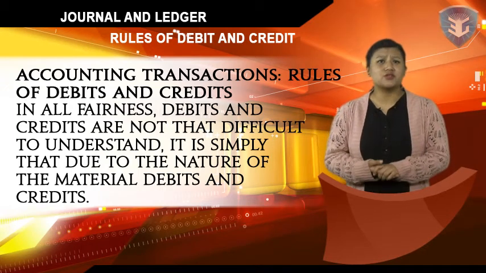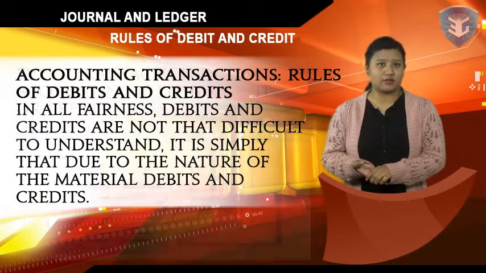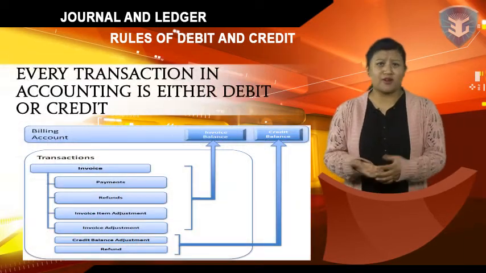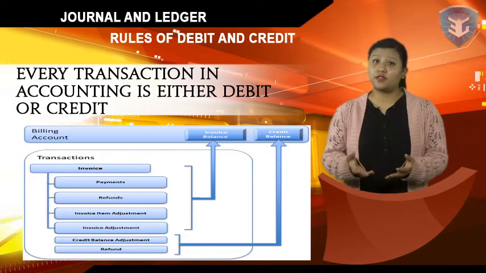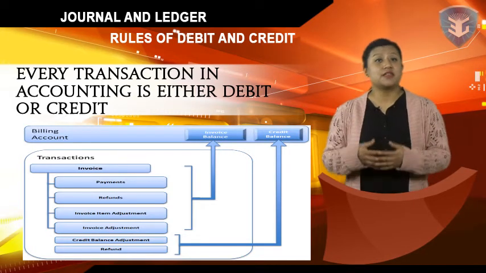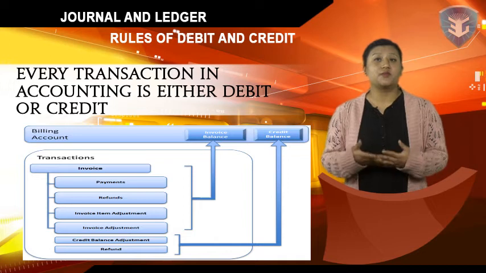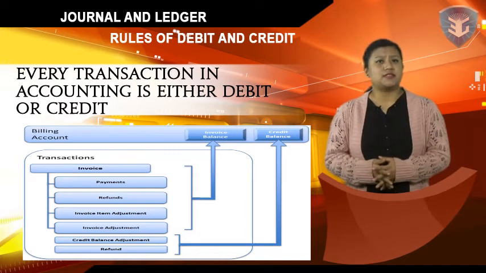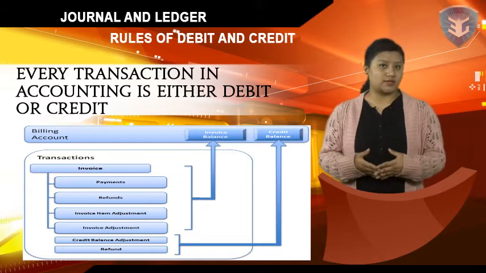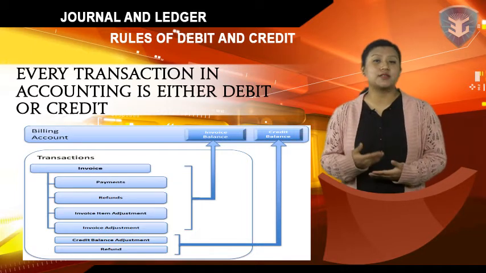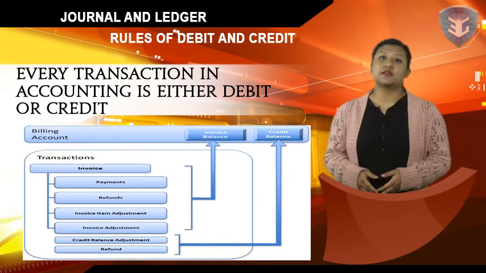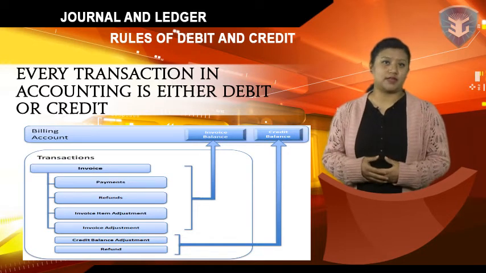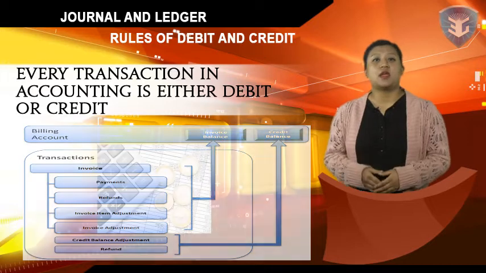Every transaction in accounting is either a debit or a credit. How simple is that concept? Everything recorded in a financial manner is either a debit or a credit. The abbreviations for debit and credit are DR and CR respectively. Debits are a component of an accounting transaction that will increase assets and decrease liabilities and equity. Credits are a component of an accounting transaction that will increase your liabilities and equity and decrease your assets.